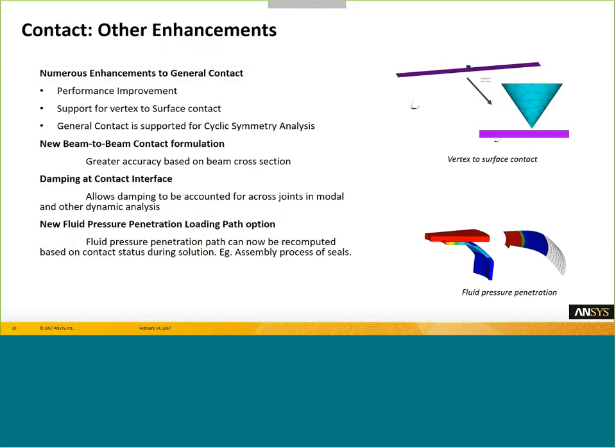So some small, well, not small, but some fairly significant performance improvements. Additional support for vertex to surface contact. Also bigger accuracy on things like beam cross-section contact, so we're actually basing it on the beam cross-section rather than just the center line of the beam. And then on things like fluid pressure penetration, the penetration path is recomputed, if you wish, based on the status during the solution. So if you're assembling things, you can model this more accurately using this approach.